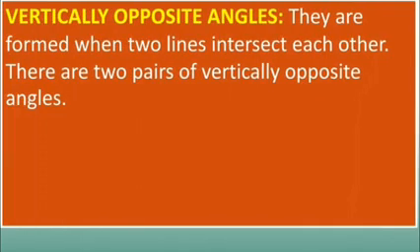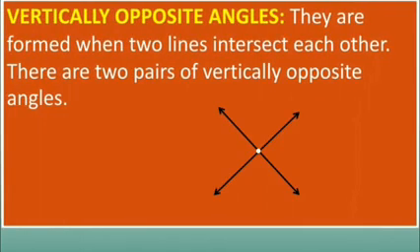Finally, vertically opposite angles. They are formed when two lines intersect each other. There are two pairs of vertically opposite angles. Here you can see X and X. They are vertically opposite angles, and like that one more pair is there, Y. There are two pairs of vertically opposite angles. One is X and one is Y.